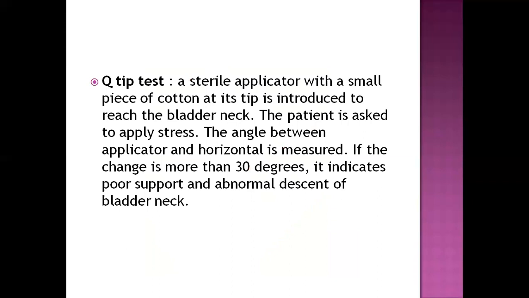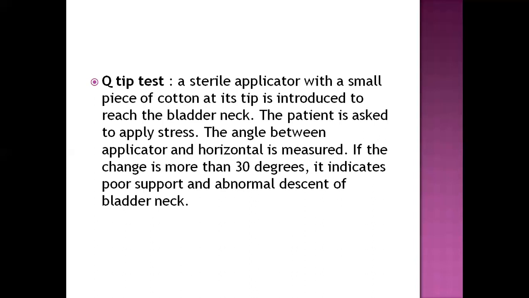After this, we have a Q-tip test. We use a Q-tip for this. Q-tip is a sterile applicator with a small piece of cotton at its tip. It is introduced up to the bladder neck, and then the patient is asked to apply stress. We have stress in every test because urinary incontinence is seen when there is stress to the pelvic floor muscles.